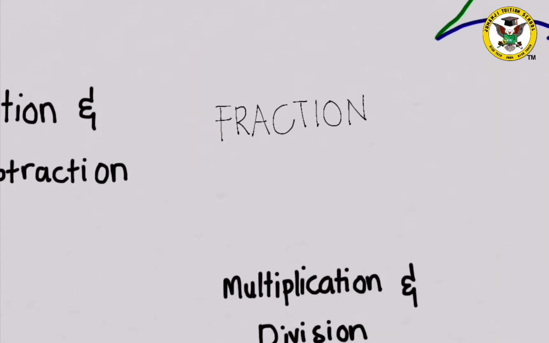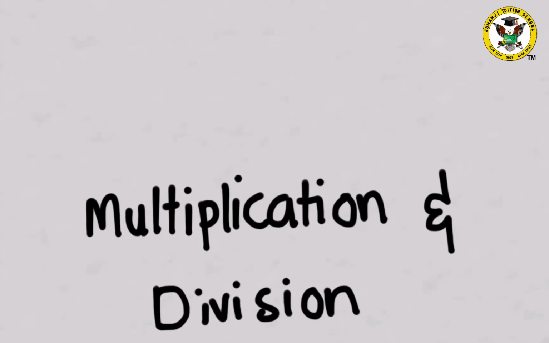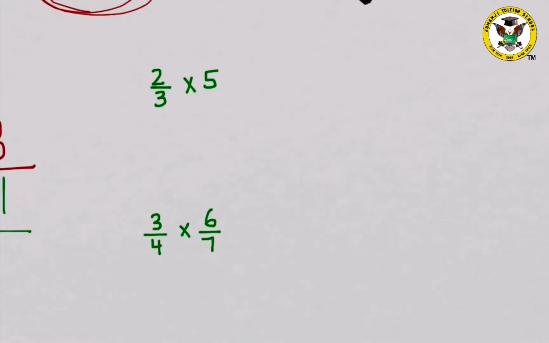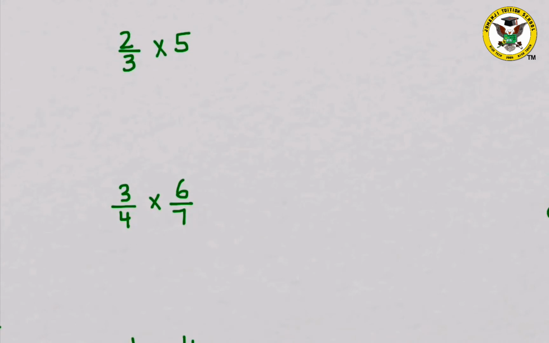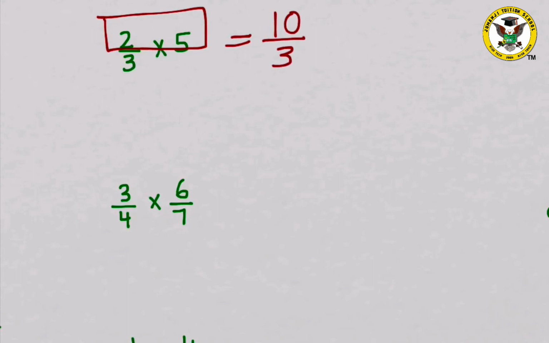Next, we're going to learn about multiplication and division of fractions. So multiplication is just easy. So here we have 2 over 3 times 5. So what you should do is just times the numbers above. So 2 times 5, which is 10, and then you just copy the denominator.